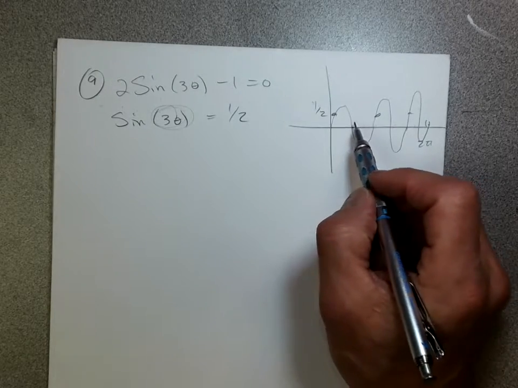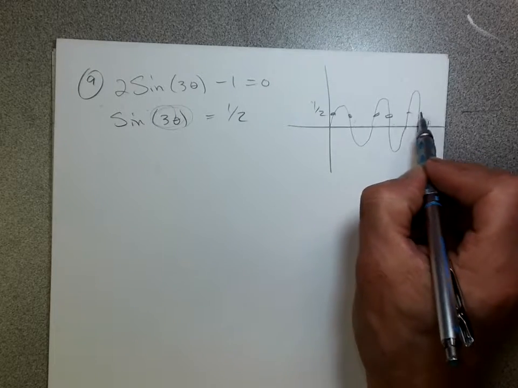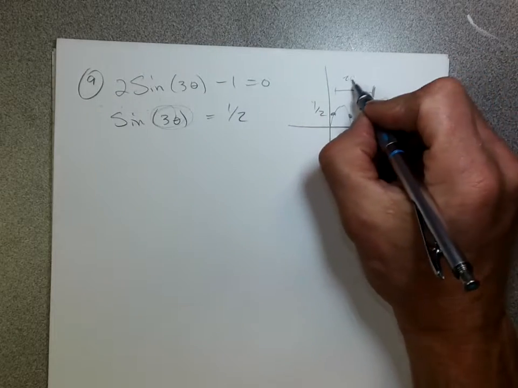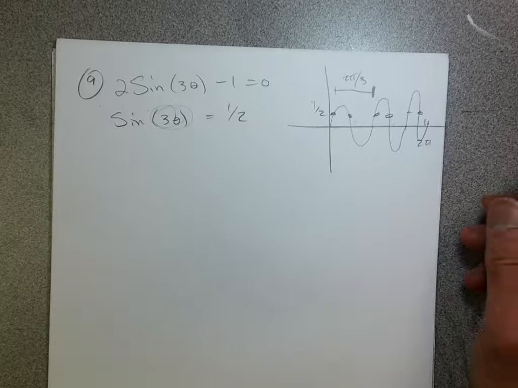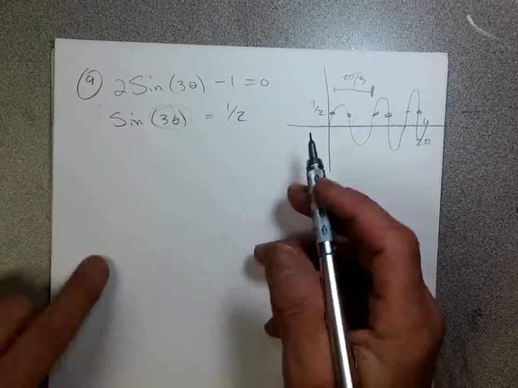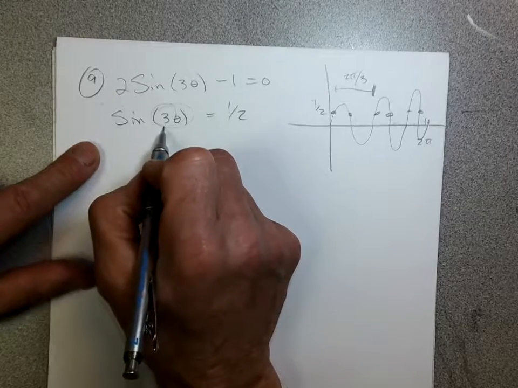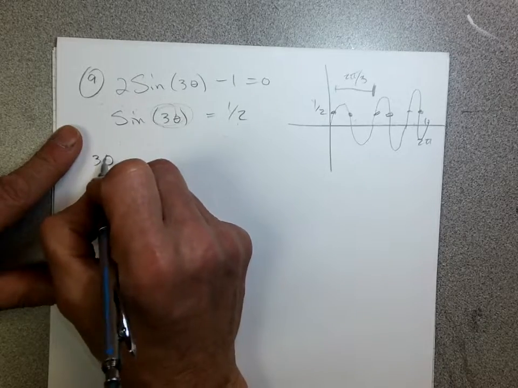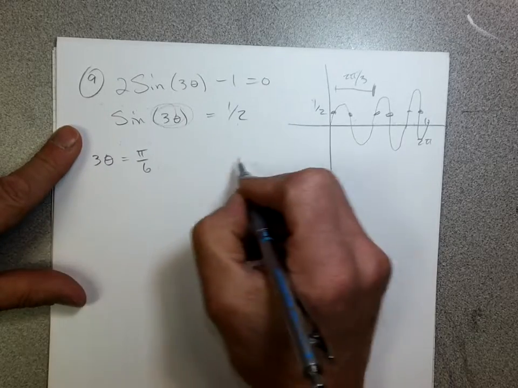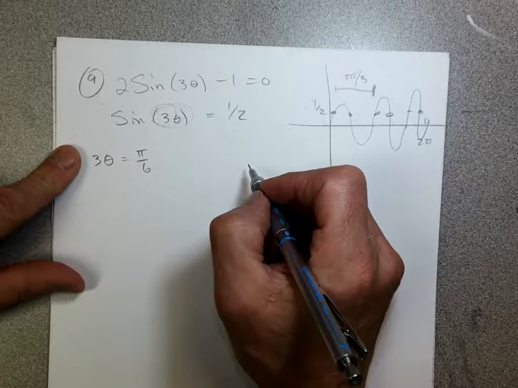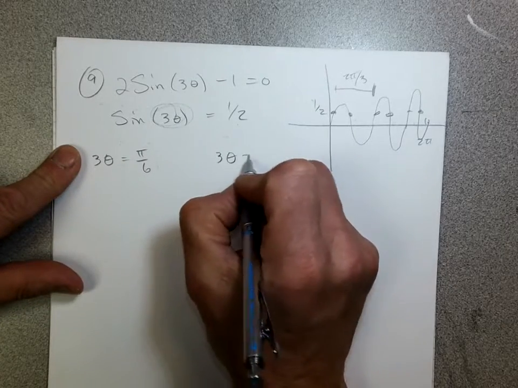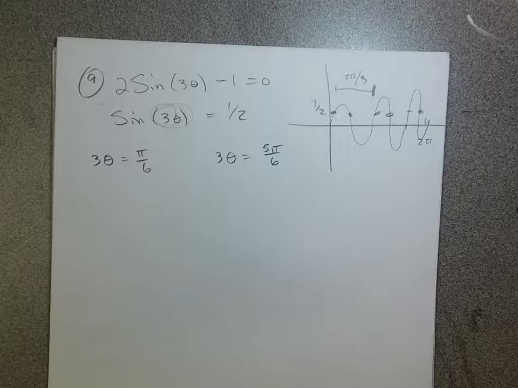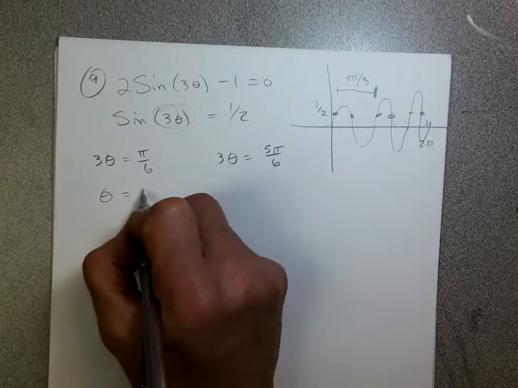And then the other ones, right? 4, 5, 6. The difference between each answer is 2 pi thirds. It really is, right? So 2 pi thirds, 2 pi thirds. So, okay, let's go ahead. We're going to have, first of all, sine inverse of 1/2. So sine inverse of 1/2 is at pi 6. So we get 3 theta equals pi 6. And where else it equals 1/2 is 5 pi 6. We get 3 theta equals 5 pi 6. Okay? Divide by 3. I get theta equals pi 18ths.